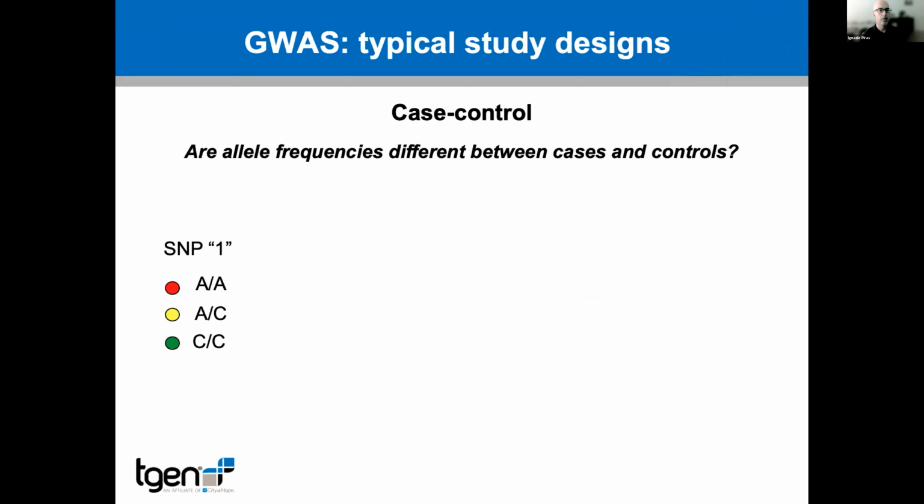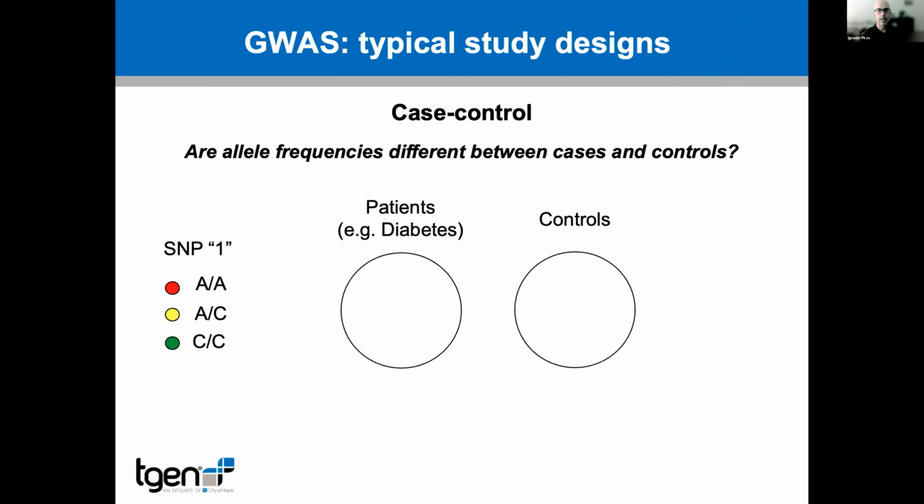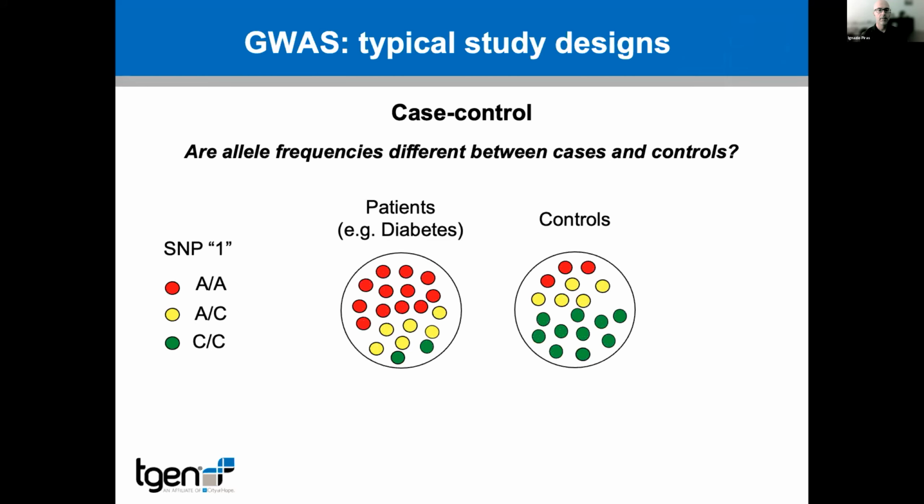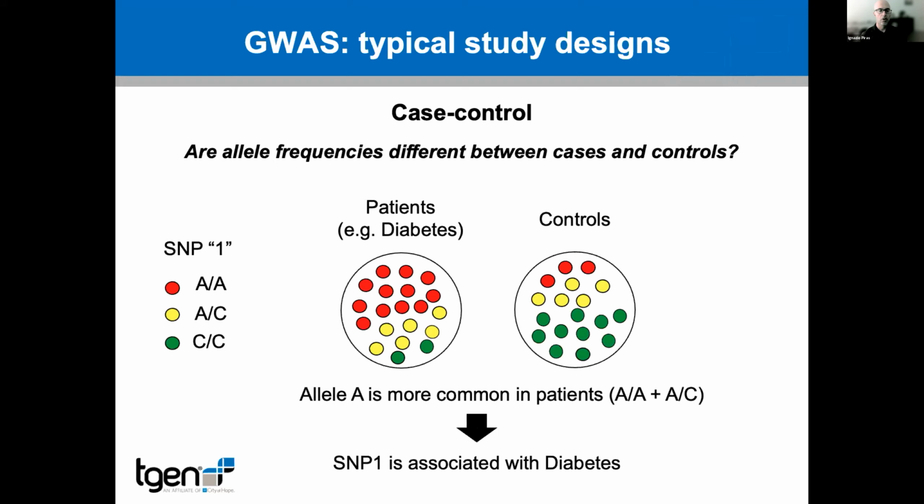So let's take a simple example. We have a hypothetical SNP here with 3 genotypes. We have a group of patients and controls, and we have the genotypes for this group of patients and controls. From this figure, we can see that the allele A is more frequent in the patients. So we can conclude, of course oversimplifying the whole workflow, that SNP1 is associated with diabetes.